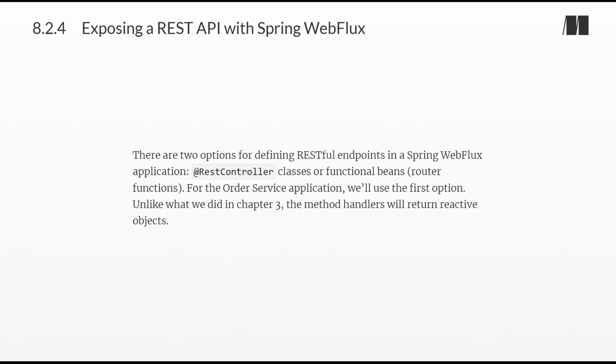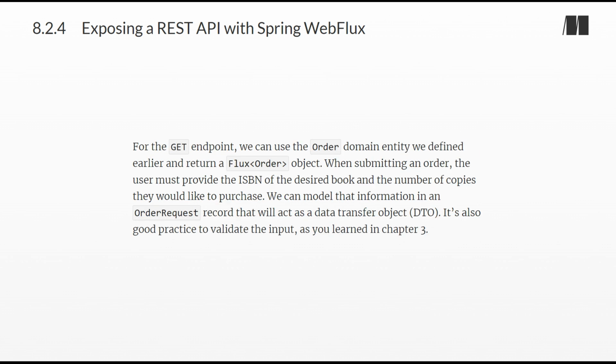There are two options for defining RESTful endpoints in a Spring WebFlux application: REST controller classes or functional beans, router functions. For the Order Service application, we'll use the first option. Unlike what we did in Chapter 3, the method handlers will return reactive objects. For the GET endpoint, we can use the Order domain entity we defined earlier and return a Flux<Order> object. When submitting an order, the user must provide the ISBN of the desired book and the number of copies they would like to purchase.